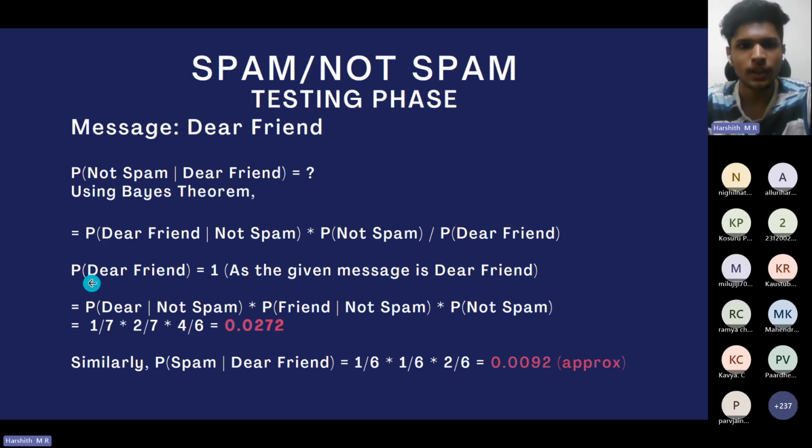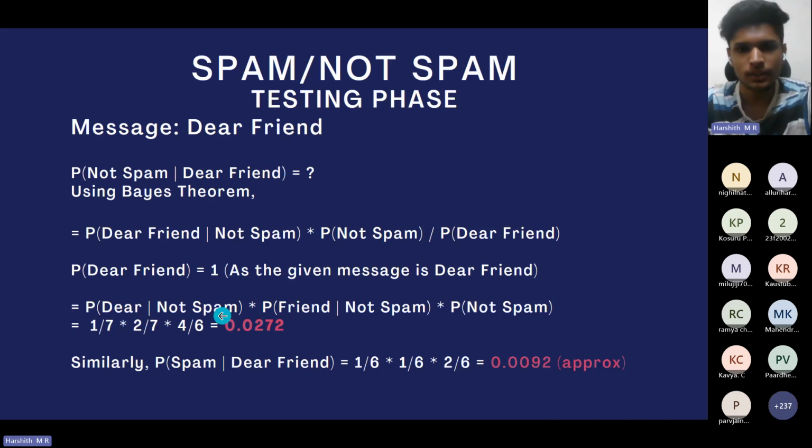And probability of "dear friend": since the message given is "dear friend", the probability of "dear friend" would be 1. So this term would turn out to be 1. In turn, we'll have probability of "dear friend" such that it's in not spam times probability of not spam. And from the multiplication property in probability, we'll split probability of "dear friend" present in not spam as probability of "dear" present in not spam times probability of "friend" present in not spam, and times probability of not spam. So our final equation would be in this form.